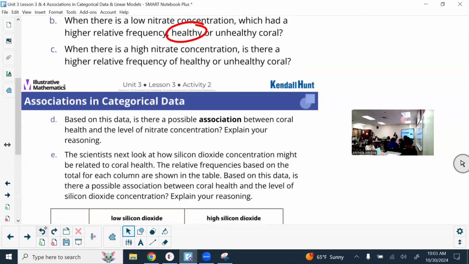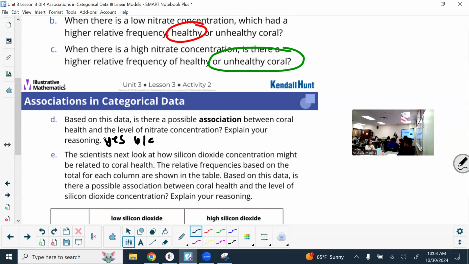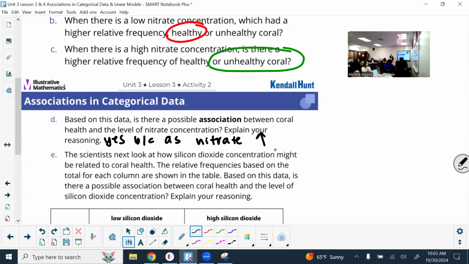And there's a few ways you can mention it. You could say yes, because as the nitrate increases, what happens to the healthy coral? The healthy coral decreases, or something like that. You could say the unhealthy coral increases. Few ways you could say that, but it is a pretty significant amount, 80%, 75%, those are pretty significant. Okay, good questions so far.